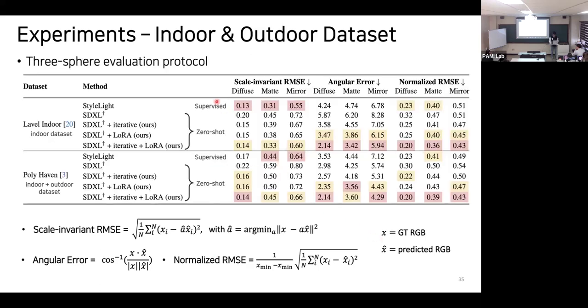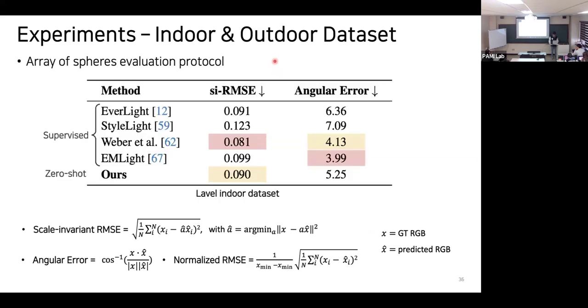Also, this result is using the series peer evaluation protocol. The next one is results on the array of peers evaluation protocol. As you can see here, prior works also trained in supervised manner. This work is trained in zero-sum manner. Although it is trained in zero-sum manner, it can achieve comparable results, except this. That's it.